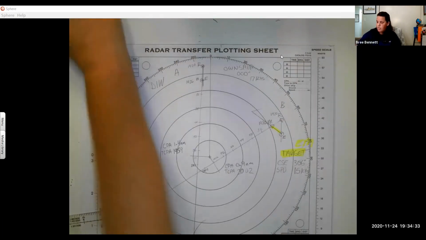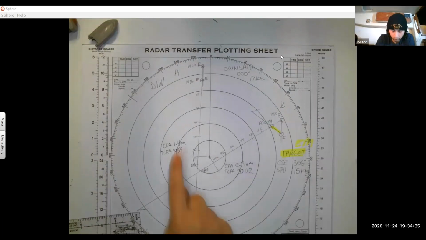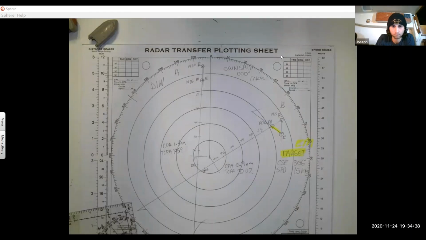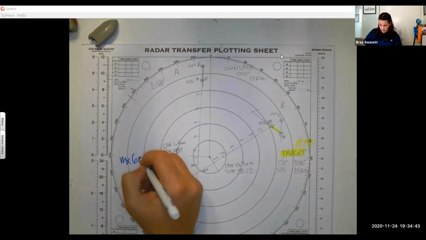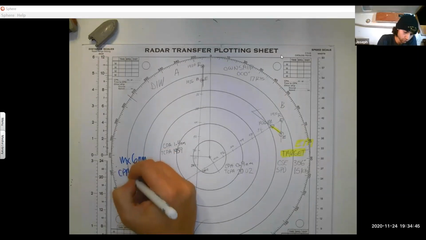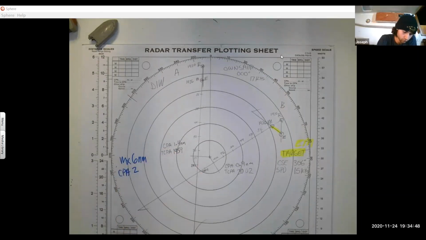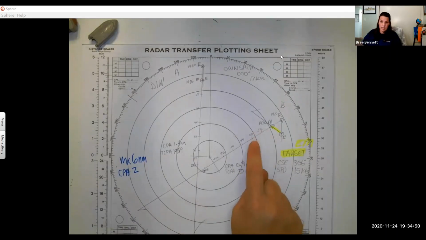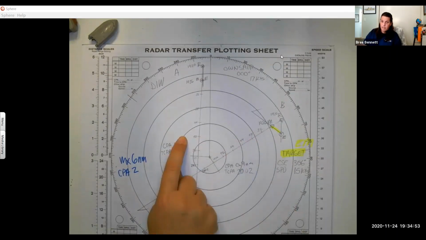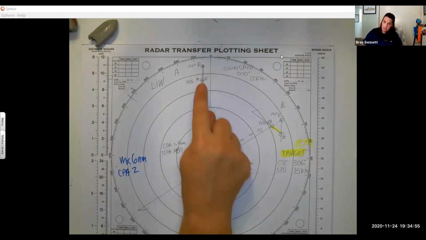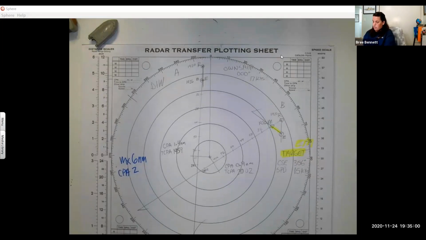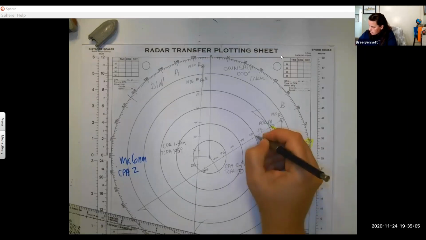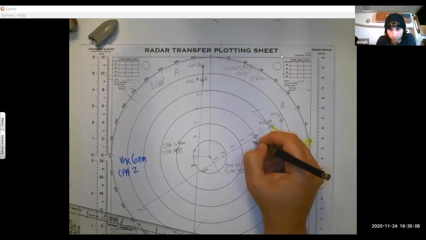So I'm gonna bend my, what do we have here? We have an MX of 6 nautical miles, CPA of 2. So I'm going to bend this relative motion line in front of me, and hopefully that will make this guy's CPA also bend away from me. So let's draw that in. Here's 2, 4, 6. So here's my MX.